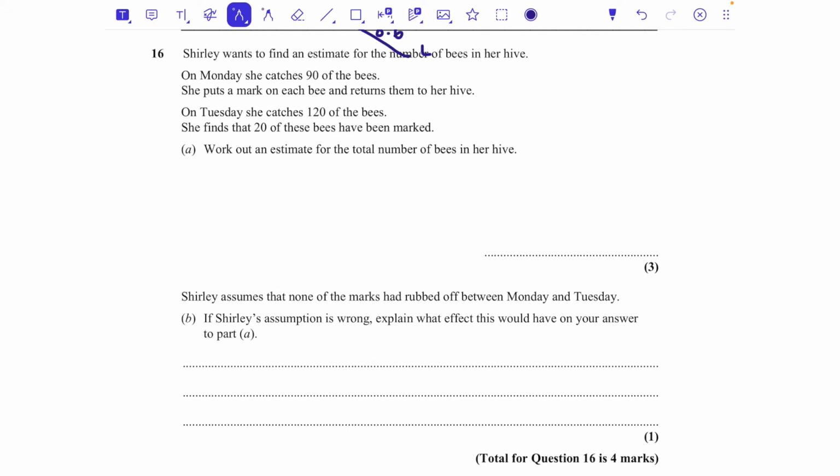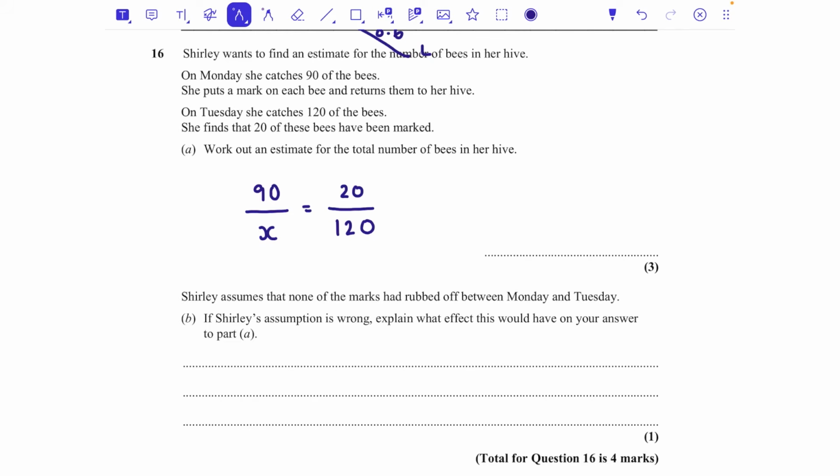So on Monday she catches 90 bees and marks them all. So that means 90 out of X are marked. And then on Tuesday when she catches 120, 20 of them are marked. So I'm going to say that the proportion of marked bees has not changed.